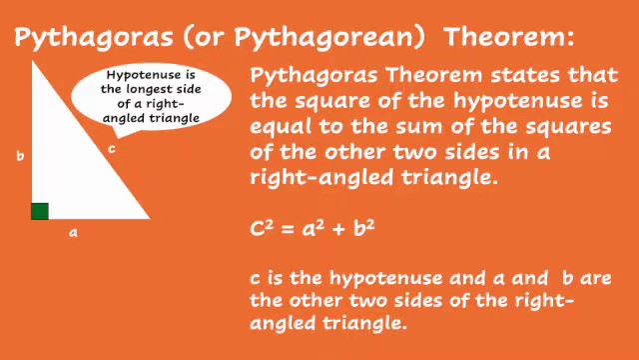Now according to Pythagoras theorem, we have the square of hypotenuse is always equal to the sum of the squares of the other two sides. It applies to only right angle triangles. So mathematically we can write c square equal to a square plus b square.